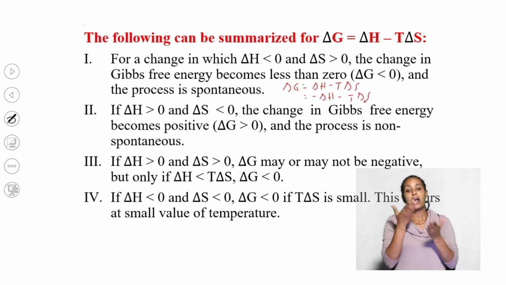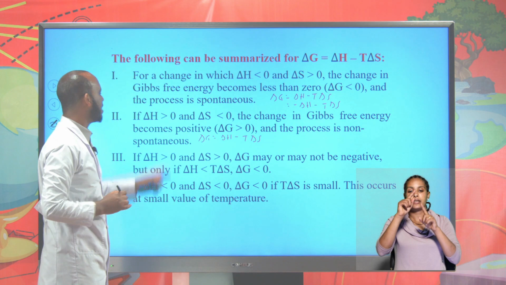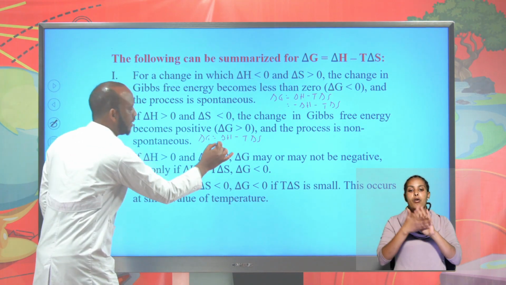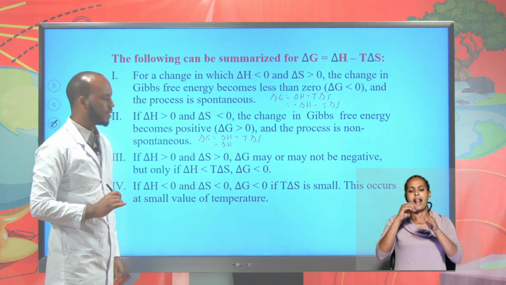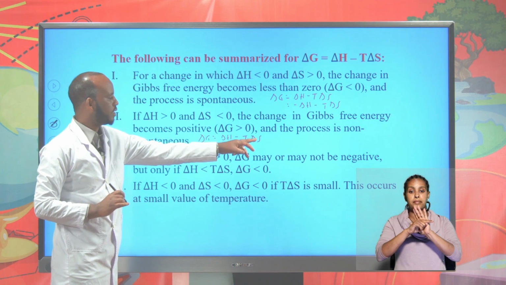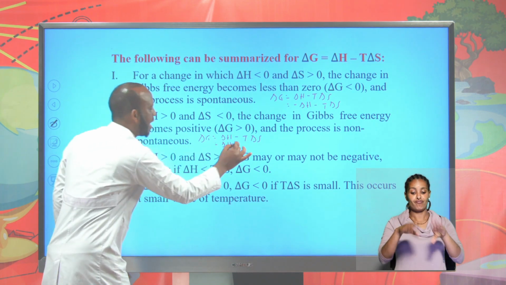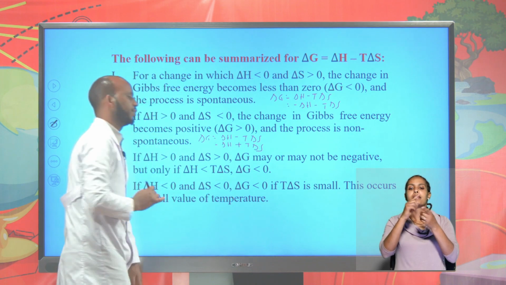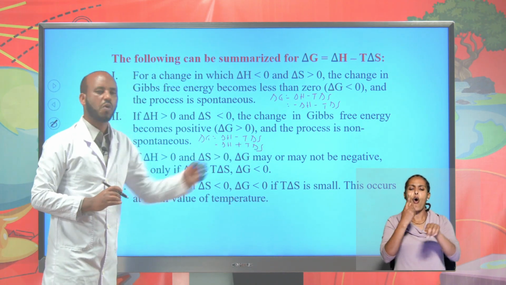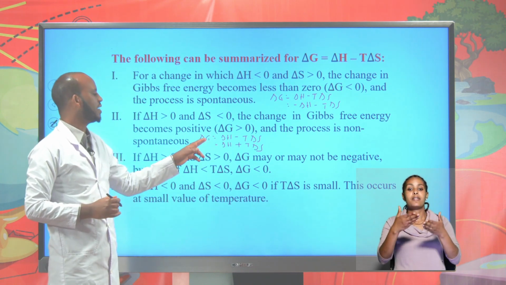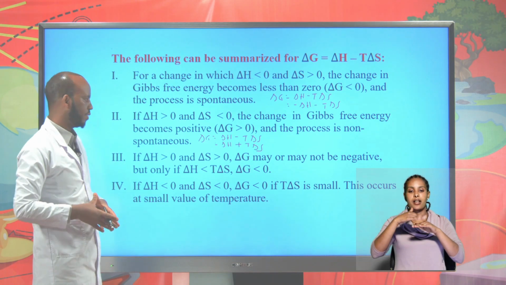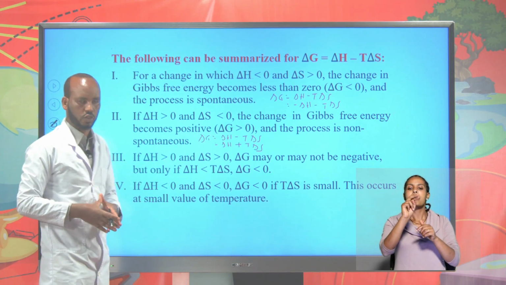2. If delta H is greater than 0, it is positive, and delta S is less than 0, a negative change in entropy. Negative times negative is positive, so plus T times delta S is always positive for all temperatures. Therefore, the Gibbs free energy change delta G is greater than 0 and the process is non-spontaneous.